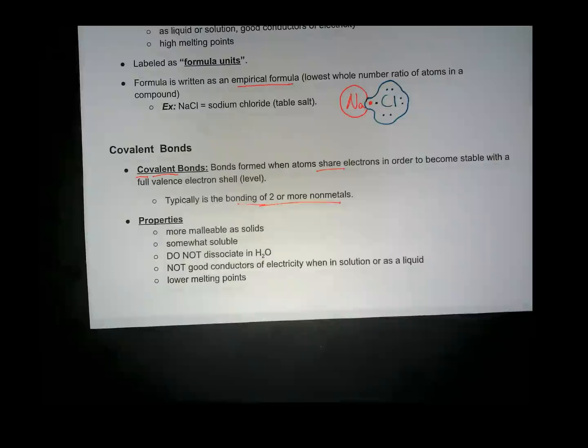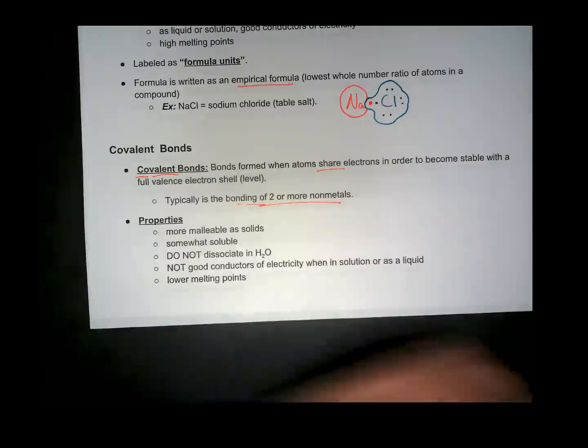They're not good conductors of electricity when in a solution or as a liquid, which again makes sense because they'll have metalloids. You know, maybe two metalloids or a metalloid and a nonmetal will bond together. But no, that makes sense. There's not a metal in here. And then lower melting point, again because there's no metal in here. That means the temperature needed to go from a solid to a liquid or a liquid to a solid is not as high. It's decently low. Okay.